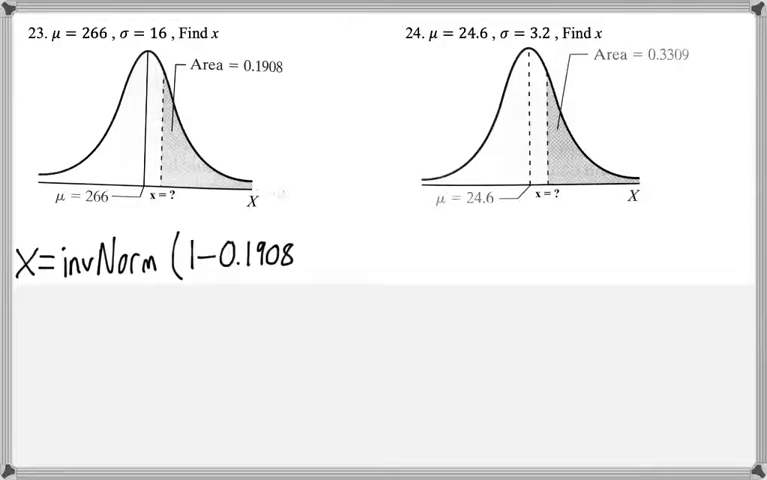Now, we are still going to use the inverse norm, and because they give us an area on the right, we need to use 1 minus that area. So 1 minus 0.1908. But then we also need to specify the mean and the standard deviation. So I'm going to type comma 266 and then comma 16.